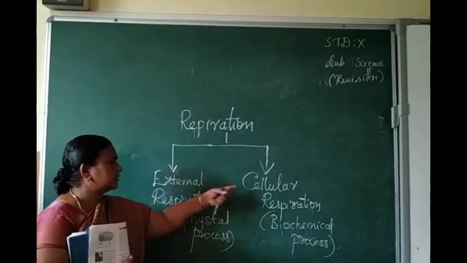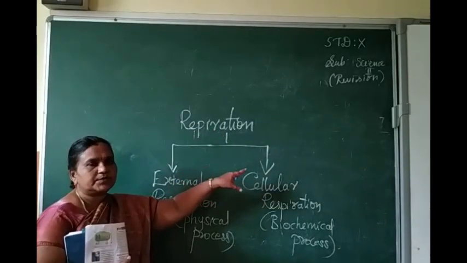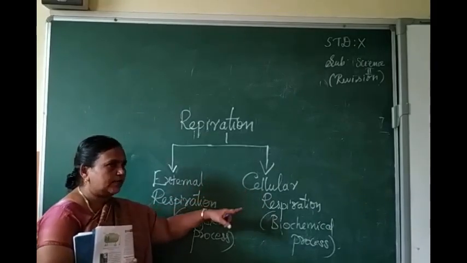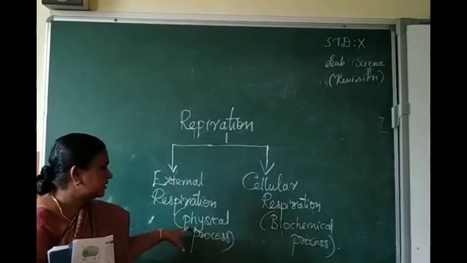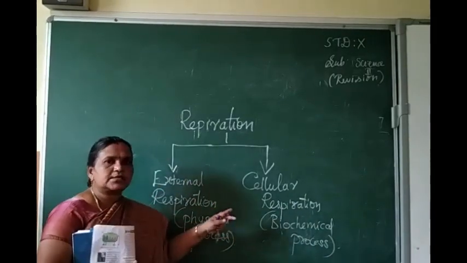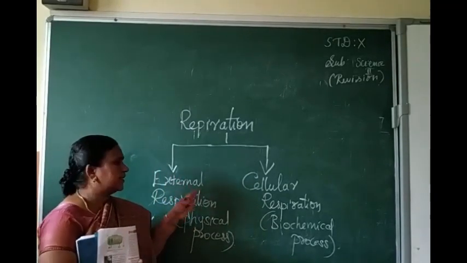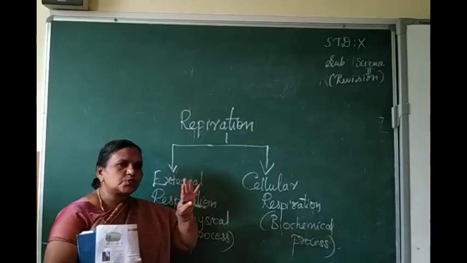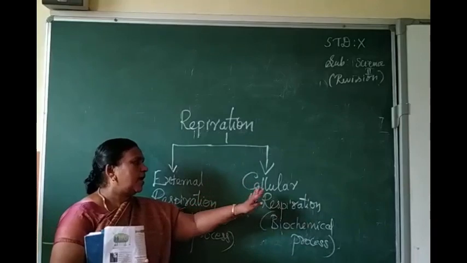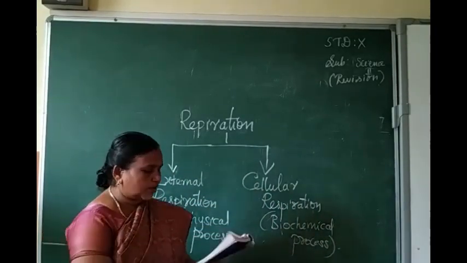After this external respiration, the respiratory gases like oxygen will be absorbed by the cells of the organism. So it is called the cellular respiration. This external respiration is a physical process. Don't mention this respiration as physical respiration or biochemical respiration. You have to mention the organelle here. External respiration in animals is through the nostrils; in plants, it is through the stomata. And the cellular respiration is by the cells, biochemical processes.